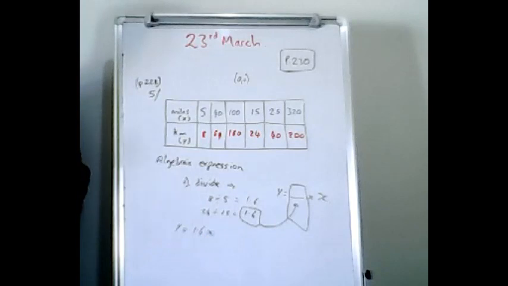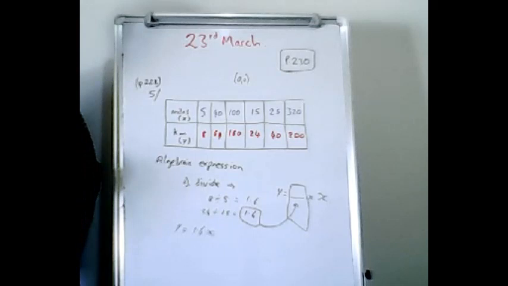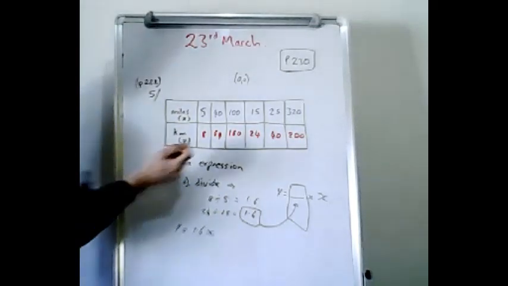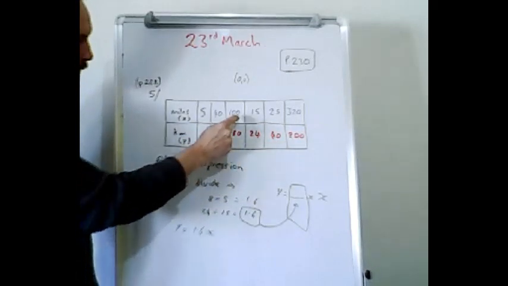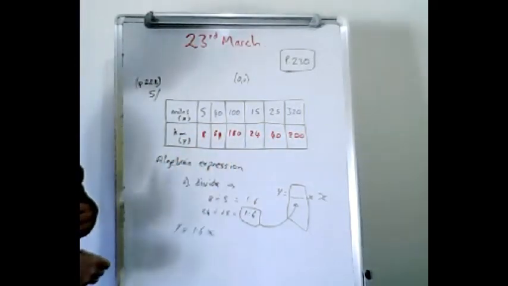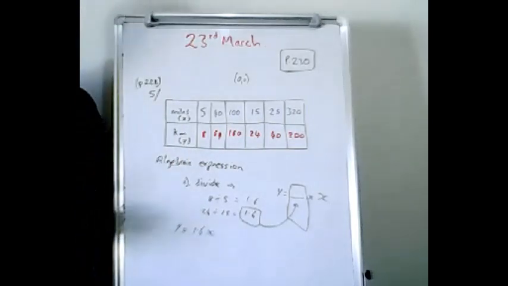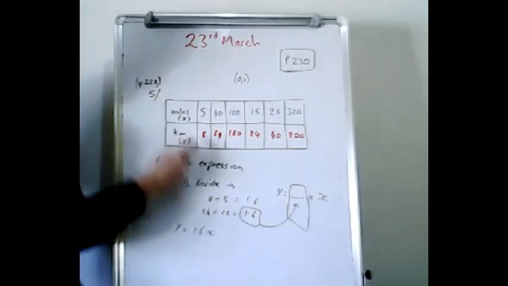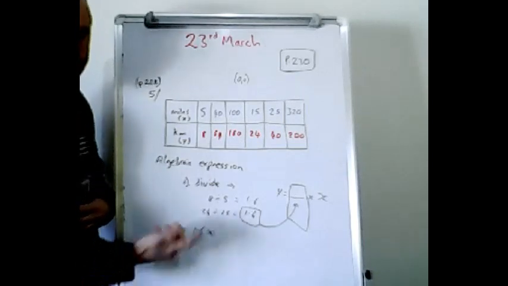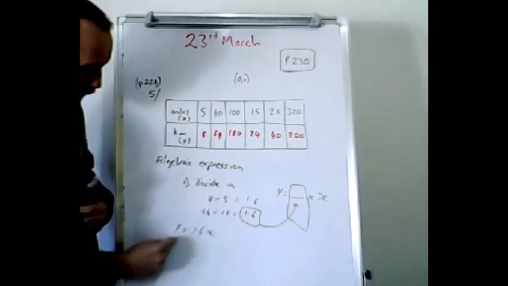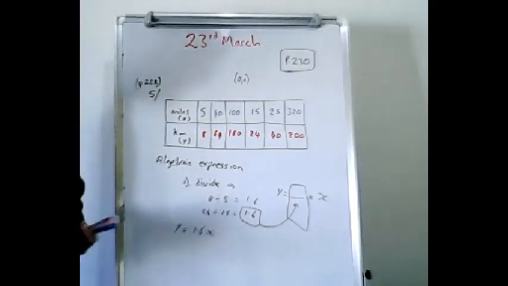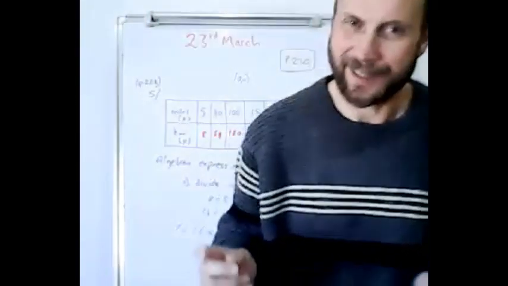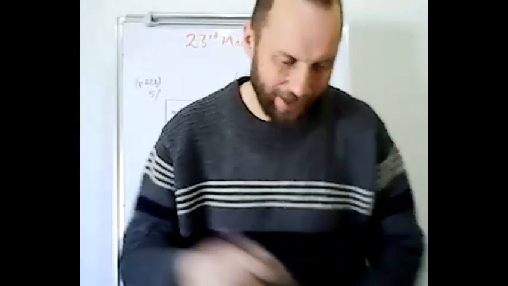So the easiest way to me, get your calculator out. You know how to use calculators? I'm sure you all do. Get your calculator out. Any one of these, divide the y value by the x value, and your calculator will come out with a number. In this case it's 1.6, and the algebraic expression is simply y equals 1.6x. And that's it.